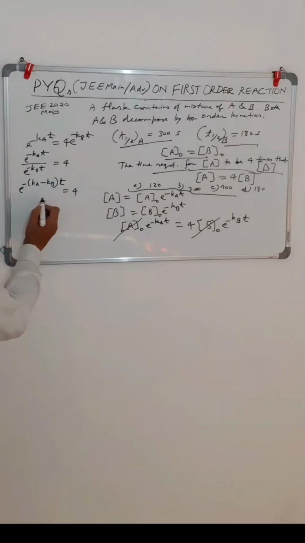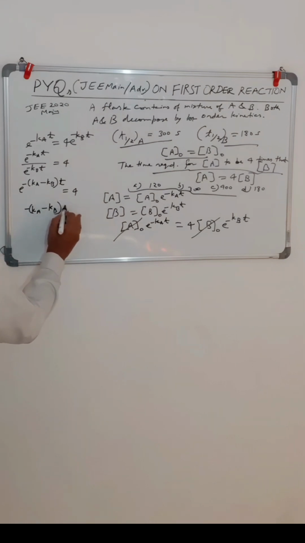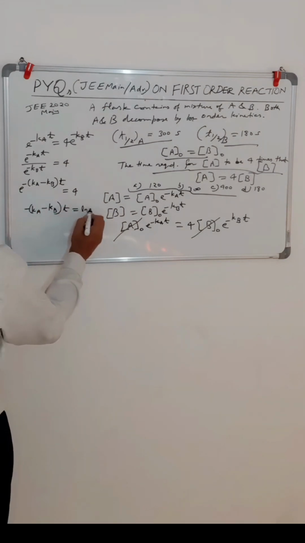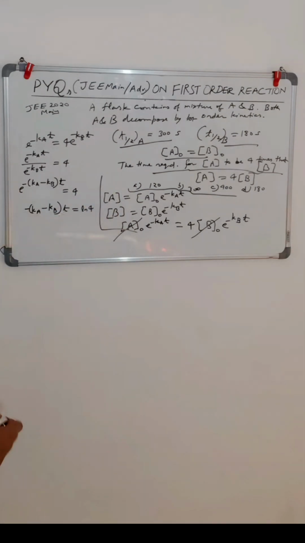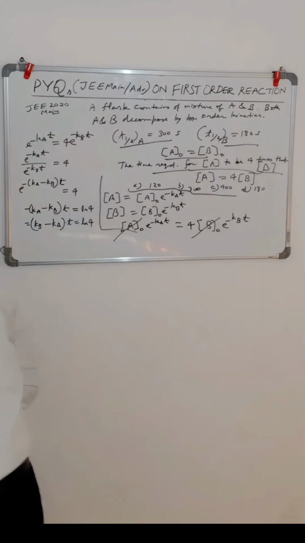Now we take log of both sides, so we will get minus of KA minus of KB into T, ln, equal to ln of 4. Take log of both sides. So we will get this, and we can write this as KB minus KA into T equal to ln of 4.